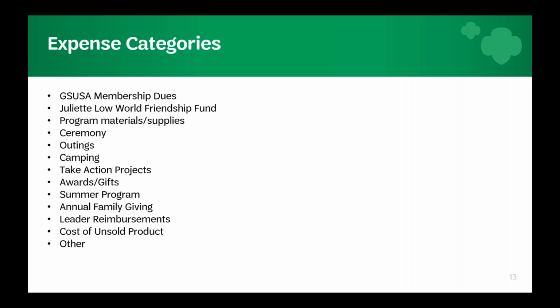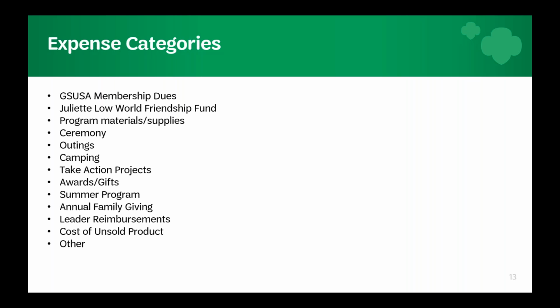The other thing is program materials and supplies. Those are pretty self-explanatory. So anything that you're purchasing, as it relates to troop meetings and things like that, you can put those in expense columns. Ceremonies are going to be your bridging ceremonies or any types of things like that. Outings, activities. If you guys are planning little trips or field trips and things like that, you can put those in that area. If you're doing any camping, troop camping, if you have community campouts that your girls are attending, you have the option to put that information there.